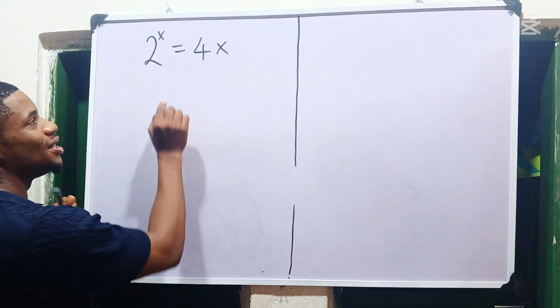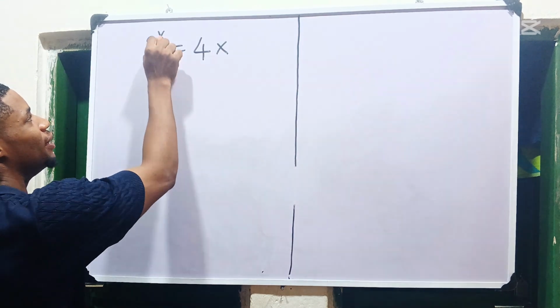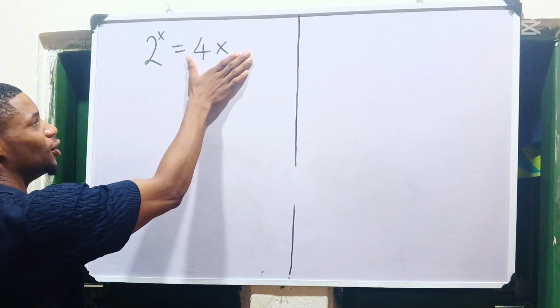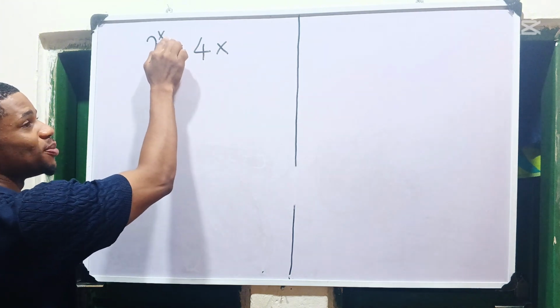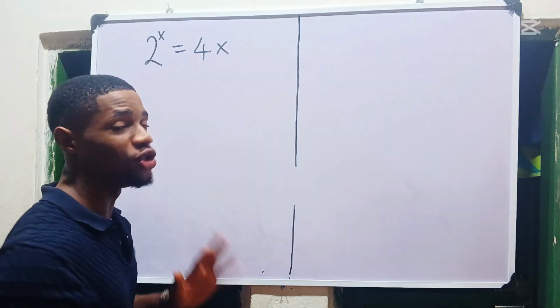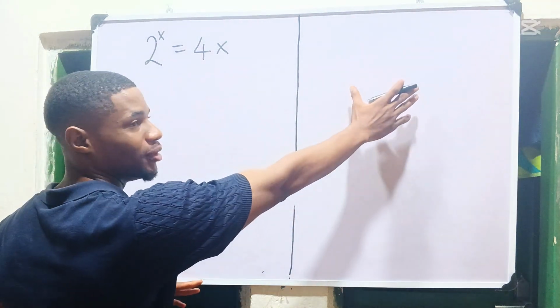Now, if you look at the equation, it seems impossible to solve because you have x and you have x. So you have x normally with the base and you have x as an exponent. So how will you solve this to get the value for x? Now we'll assume and then we'll solve with the correct formula on this side.